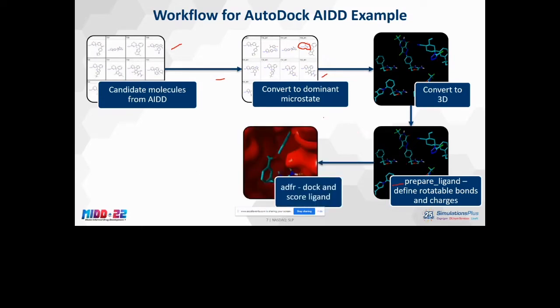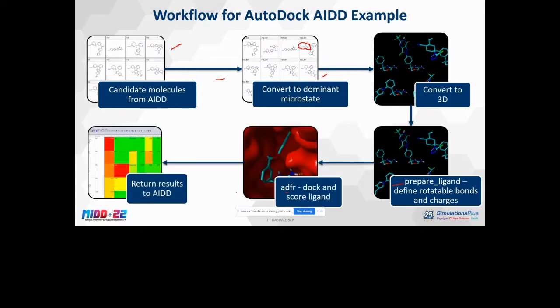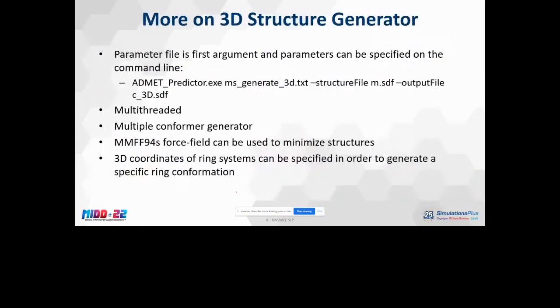And then I use this ADFR executable, which docks the compounds into the active site and then produces a score for each one of the ligands. Then the script extracts that score, and we can apply what's called a capping value via the script before it writes out the final set of objective results. So then it creates this output file, and that's sent back to AIDD.